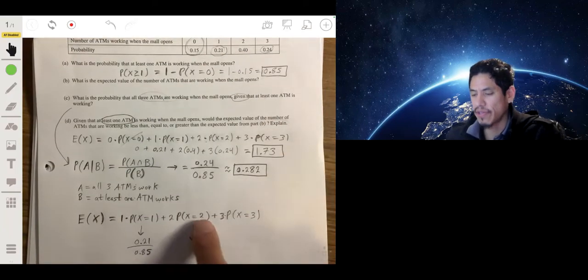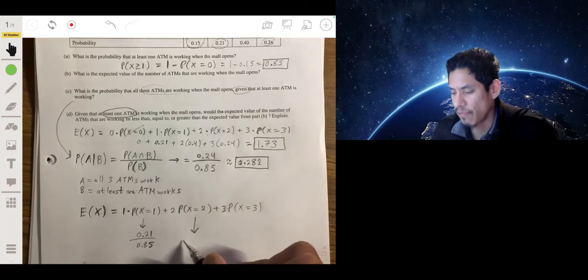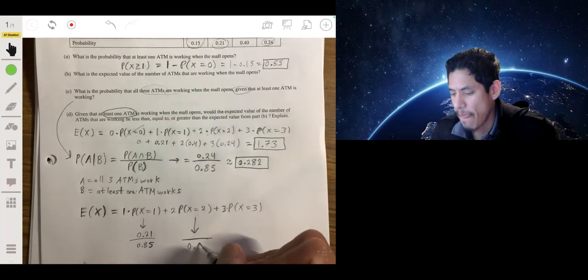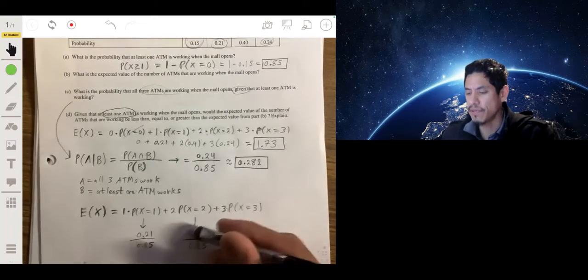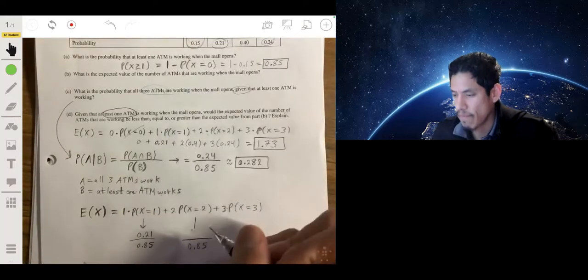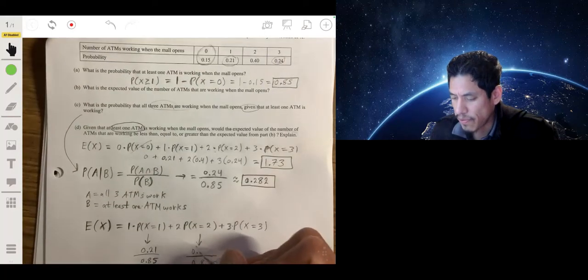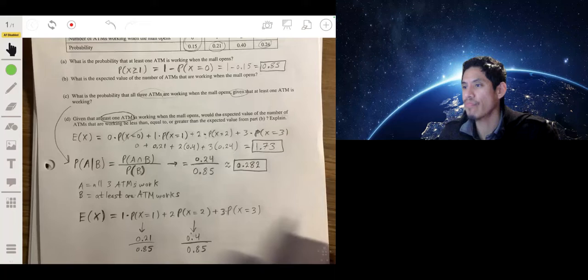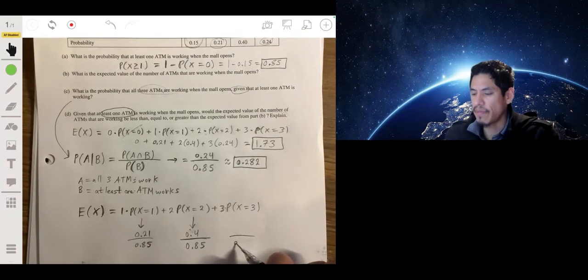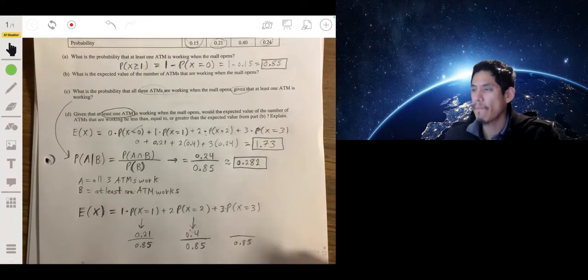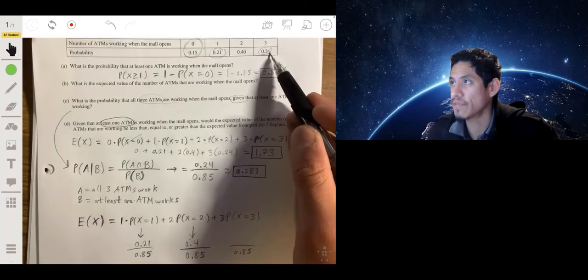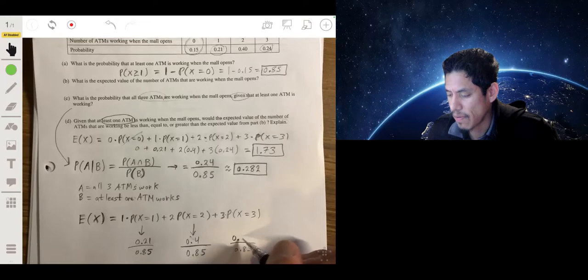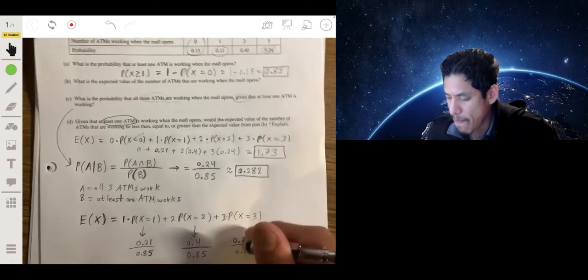Again, for the conditional probability that x is 2, given that at least 1 is working, we're going to divide by that 0.85. And then what's the probability that x is 2? 0.4 in our table. So 0.4. And the probability x is 3, again, we're going to divide by the 0.85, and what we have is 0.24 for x being 3. Just 0.24.